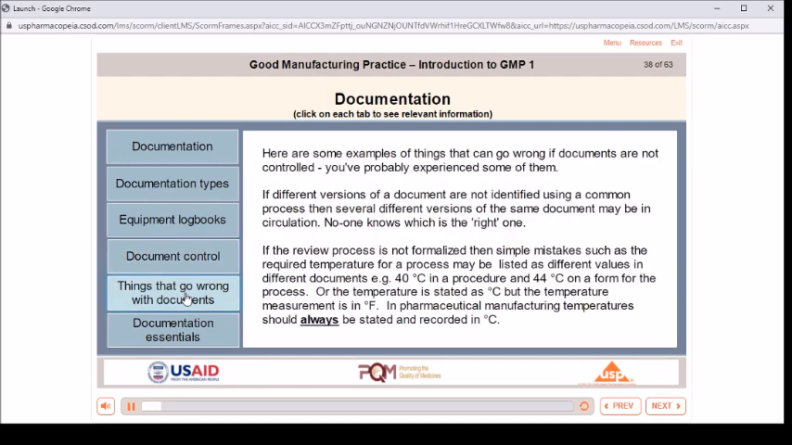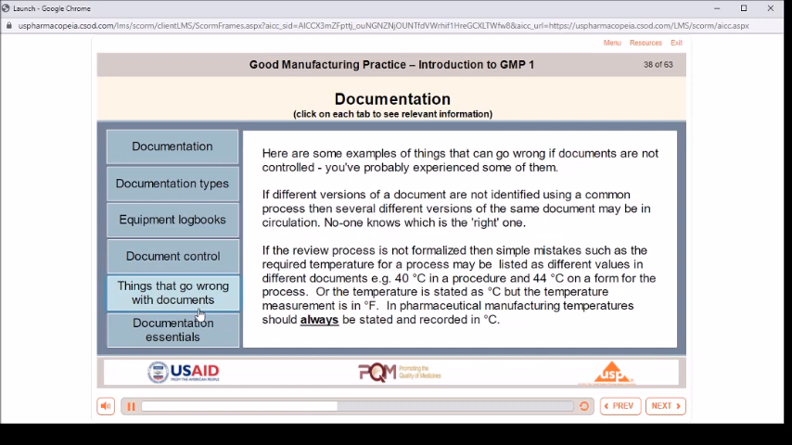Things that go wrong with documents. Here are some examples of things that can go wrong if documents are not controlled. You've probably experienced some of them. If different versions of a document are not identified using a common process, then several different versions of the same document may be in circulation. No one knows which is the right one.